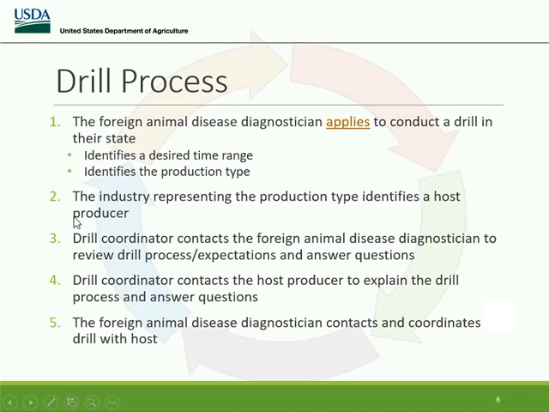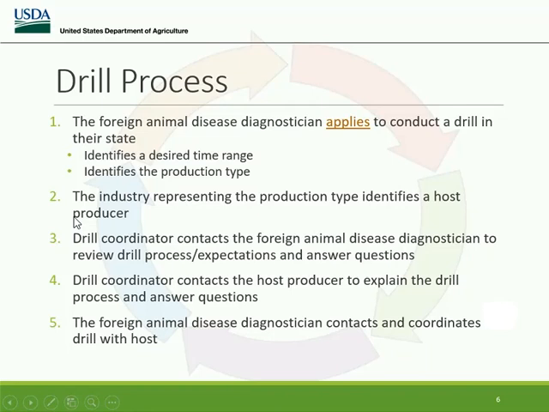But again, it's always good to verify an understanding before we move forward with the drill. Once those two coordination calls are made, the Foreign Animal Disease Diagnostician is basically released to contact the producer just like they would with an initial call if they were being deployed, and they will go through scheduling and getting information from the host, et cetera. Basically, that's when the drill starts.